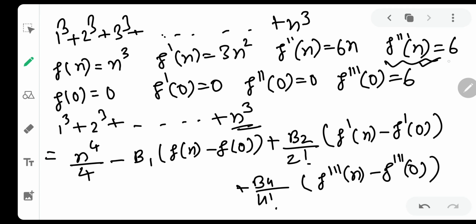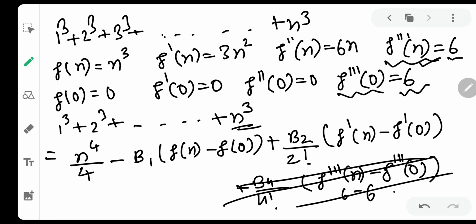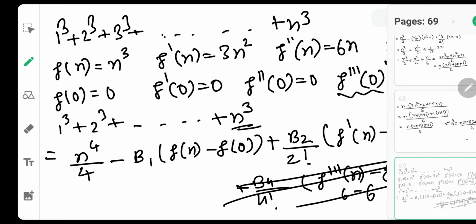What is f triple dash n? 6. What is f triple dash 0? 6. So 6 minus 6 will be 0. Hence the b4 term is also not needed. Are you getting the idea behind it? Only the first 3 terms and we are done with the formula. Isn't it very nice? Okay, let us move ahead.